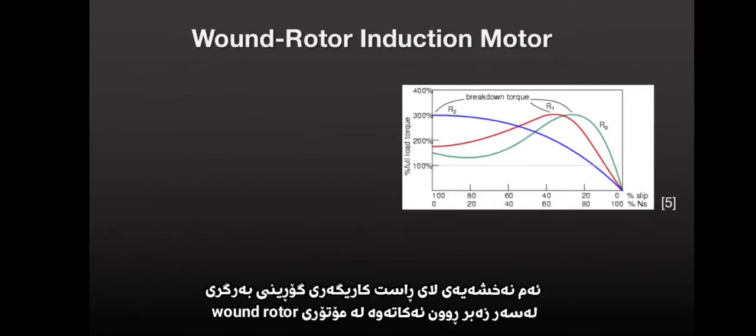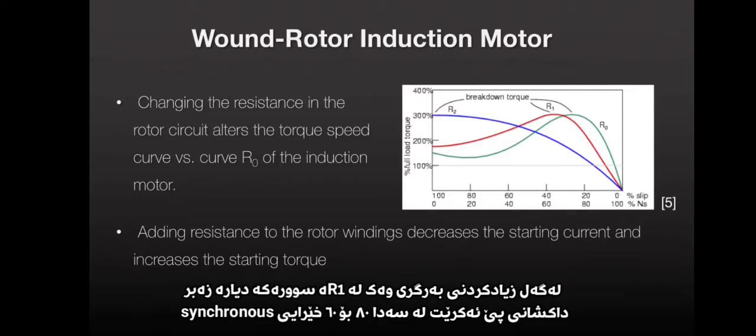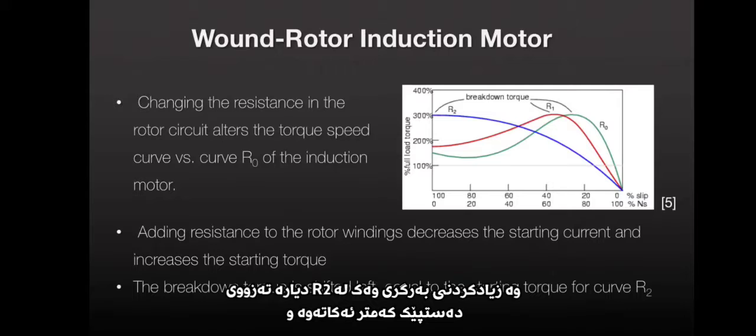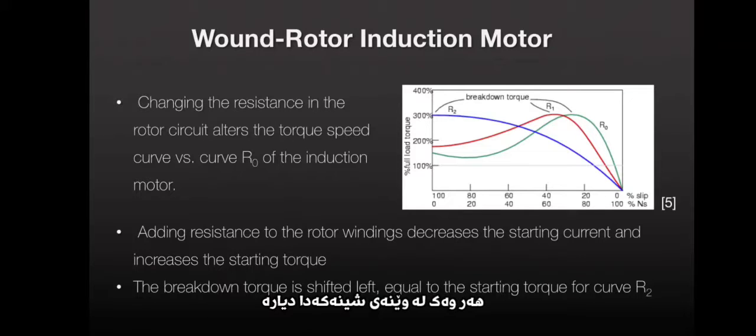The graph on the right shows the effect of changing rotor resistance on torque in a wound rotor motor. The nominal torque speed curve is represented by resistance R0 in the green curve. Increasing resistance to R1 shifts the breakdown torque, shown in the red curve, from roughly 80% to 60% of synchronous speed. Increasing resistance to R2 decreases the starting current further to the point where the breakdown torque is equal to the starting torque at 300% of full load torque. This is shown in the blue curve.